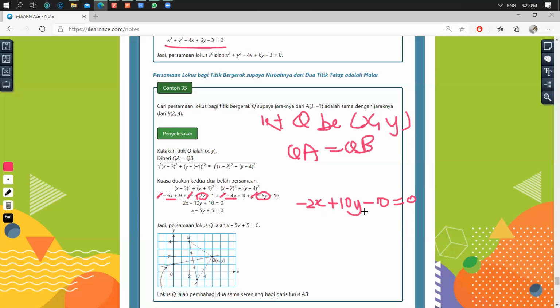So we're going to divide everything by negative 2. So everything divided by negative 2, that will be positive x now. And then minus 5y plus 5 equals to 0. So that's why you got this. Okay? And then write the final answer. Therefore, the equation of the locus Q is x minus 5y plus 5 equals 0. Okay? So that's it.